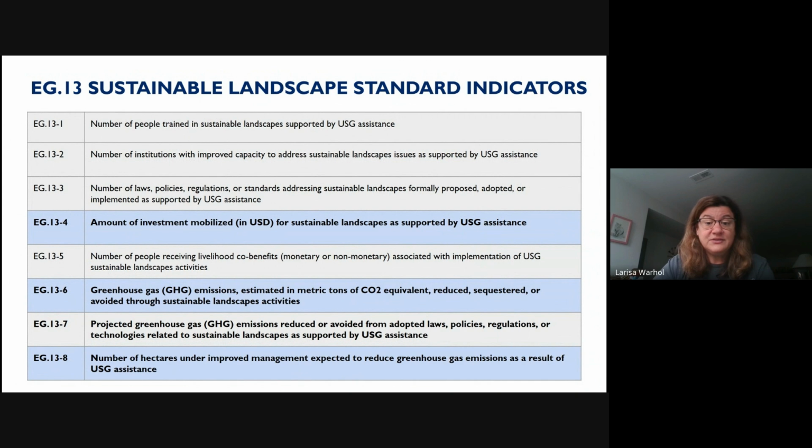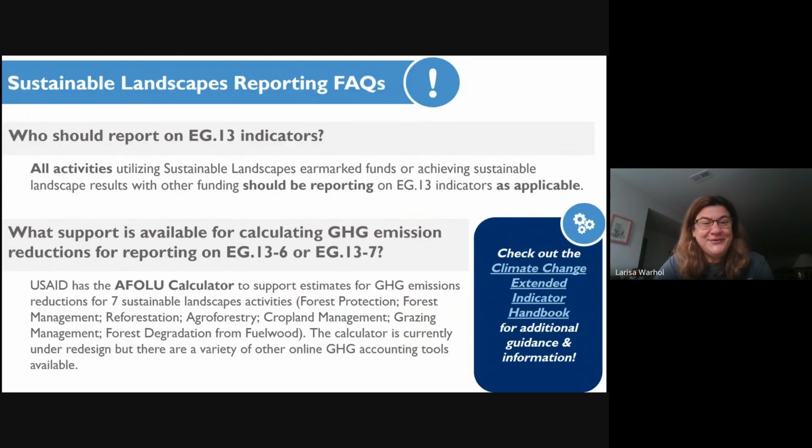So these are some of the FAQs we hear often, and Patrick actually already talked about this first one, in terms of who should be reporting on EG.13 indicators. And again, as he was saying, it doesn't really matter if you have sustainable landscapes funding or not.